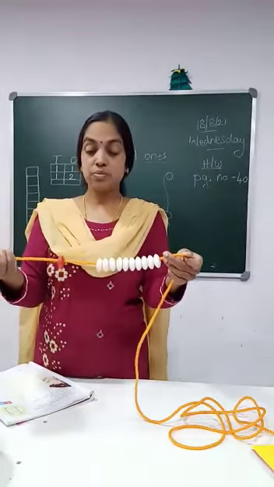And then here it is 10 blocks. That is one group. Okay. And then here we have 2 blocks. 1, 2. So this is 2. And then now we are going to add one more block. So this is 10 and 2 is 12. 12 and 1 is 13. So we have inserted 13 beads.